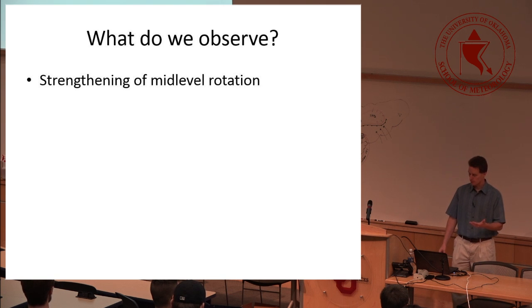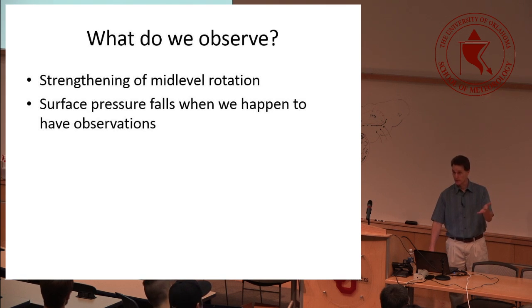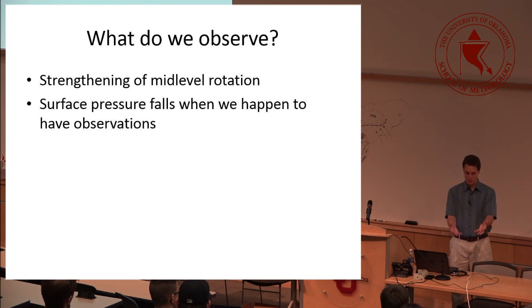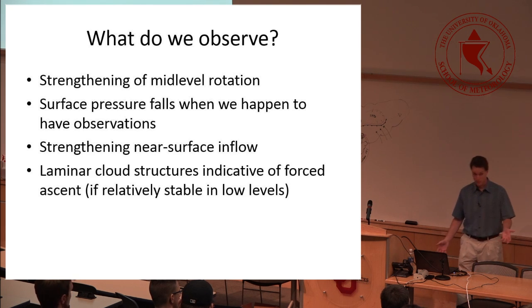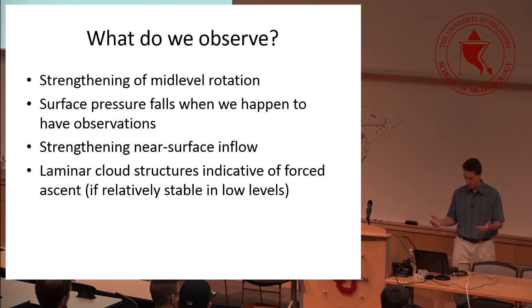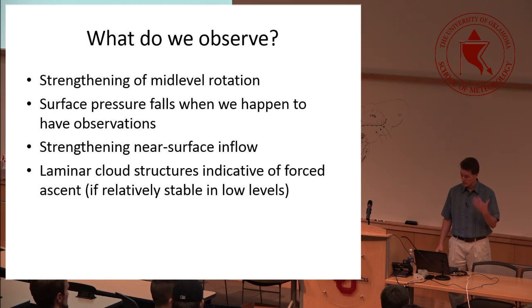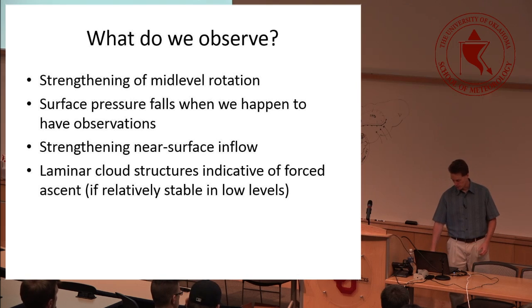And I'll show a real-world example of what happens. We see the strengthening of the rotation aloft. If you have pressure observations, surface obs in the right place, you'll actually see surface pressure falls in the vicinity beneath that. You'll see accelerated inflow, and sometimes you'll even see the really laminar, strongly forced descent. These real sculpted supercell looks that are a function of forced descent. That's air that is not rising because it's buoyant. It is being forced, and you're overcoming inhibition.